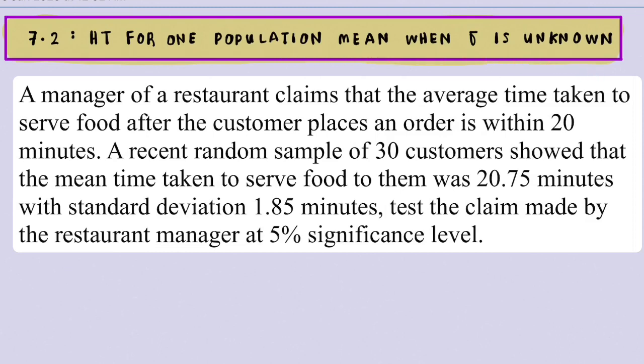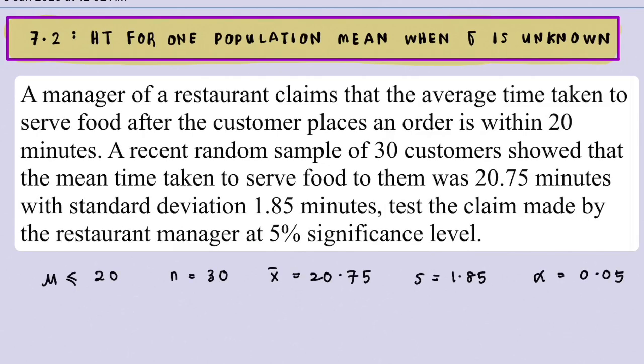The question is, a manager of a restaurant claims that the average time taken to serve food after the customer places an order is within 20 minutes. A recent random sample of 30 customers showed that the mean time taken to serve food to them was 20.75 minutes, with a standard deviation of 1.85 minutes. Test the claim made by the restaurant manager at 5% significance level.